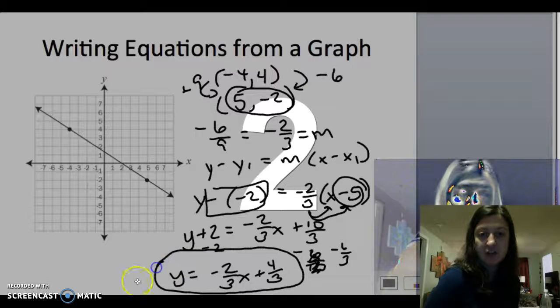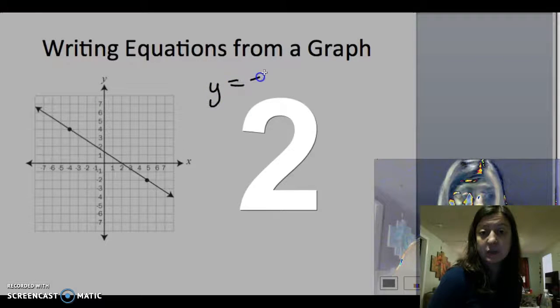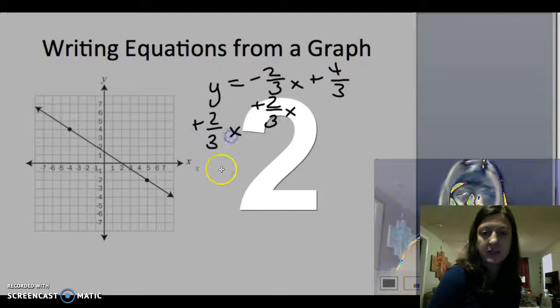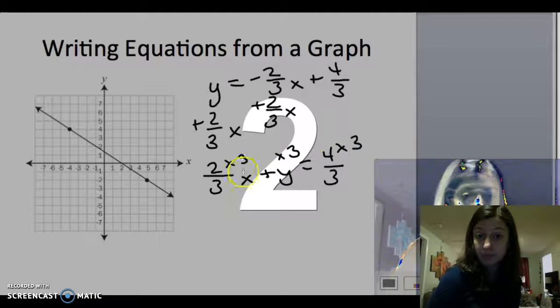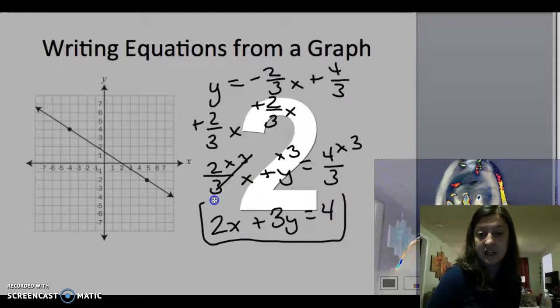Now let's convert that to standard form. Slope-intercept form was y equals negative 2/3 x plus 4/3. So to convert this, now you could do this in a couple of different orders. This is just my first step. You could have chosen to do the reverse order for this. Equals 4/3. And now I'm going to multiply every single thing by 3 because I cannot have fractions in standard form. Those cancel. 2x plus 3y equals 4. And there's your standard form.